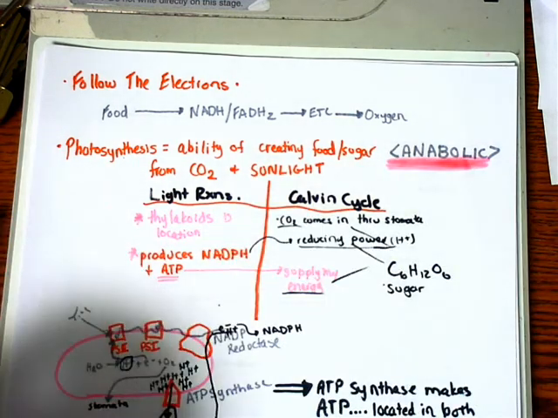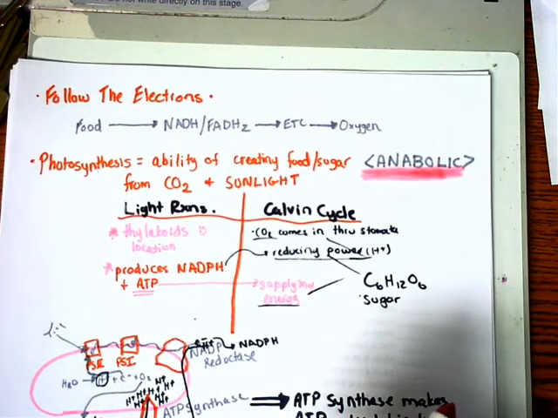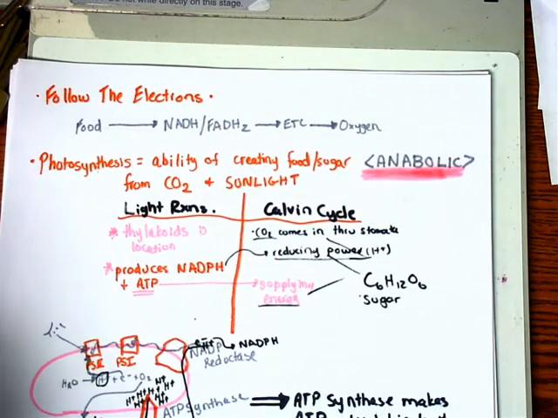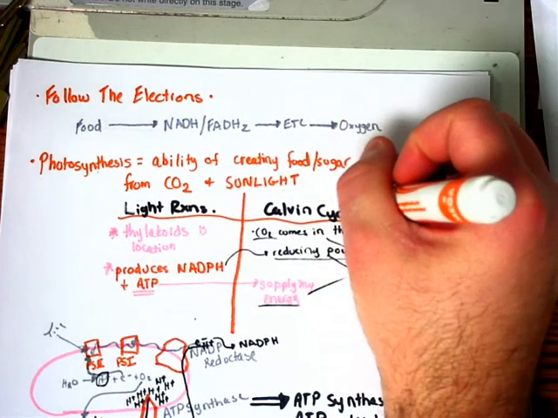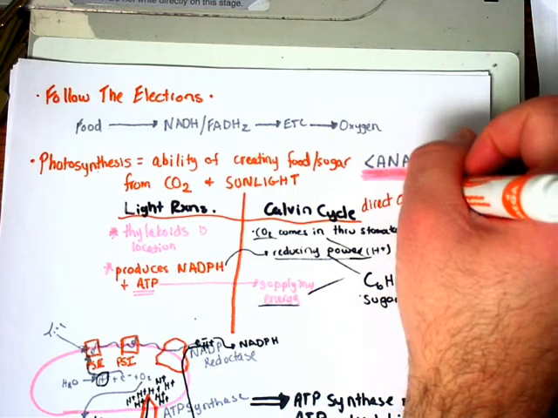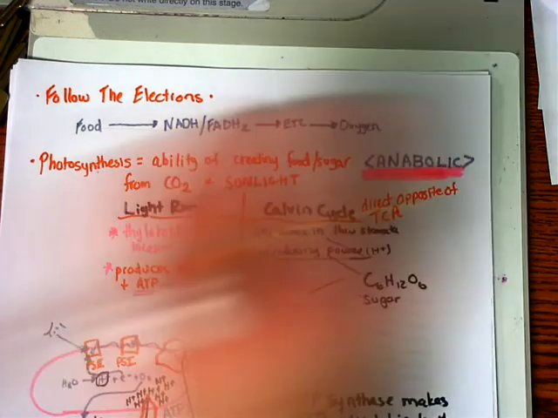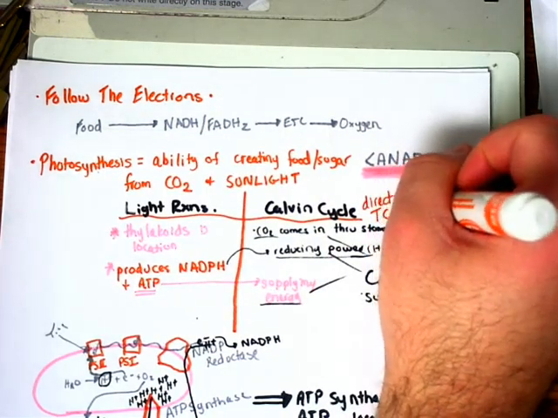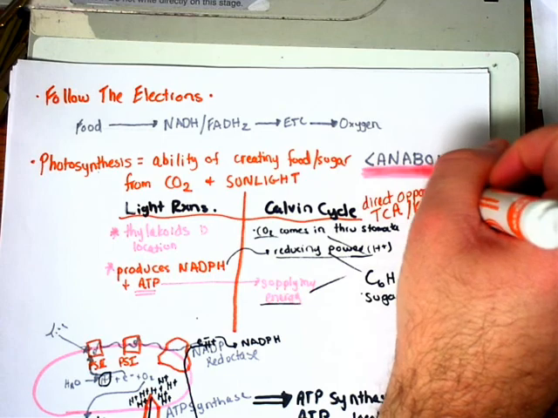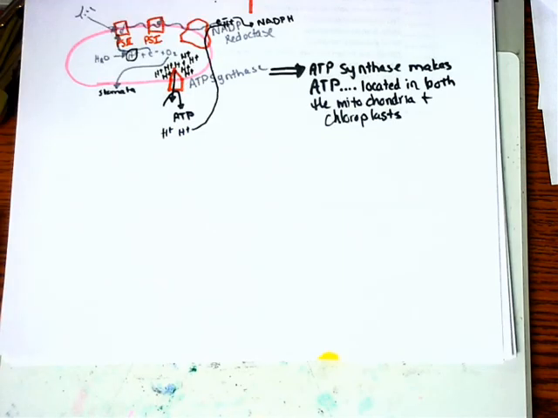What is this the direct opposite of? Specifically, what part is the Calvin cycle the direct opposite of in respiration? Glycolysis. TCA, citric acid cycle, also known as the Krebs cycle. Because remember, in the Krebs cycle, you're blowing off your CO2s, and now you'll see here you're incorporating them. What's next?